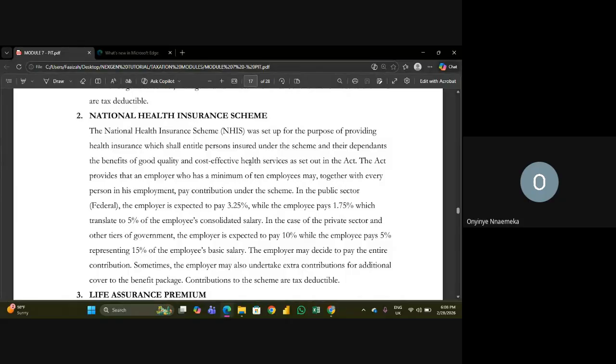The employer may decide to pay the entire contribution or even take extra contribution for additional cover to the benefits. And this contribution is tax deductible. That's it about health insurance. Know that besides this tax exempt deduction, there are also ways of doing tax planning. That is, if you as an individual want to reduce your tax liability, just do these things. It will help you to reduce it, and it's beneficial. Health insurance is very good.